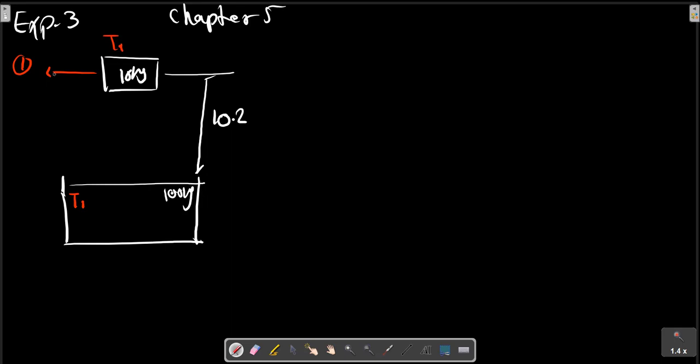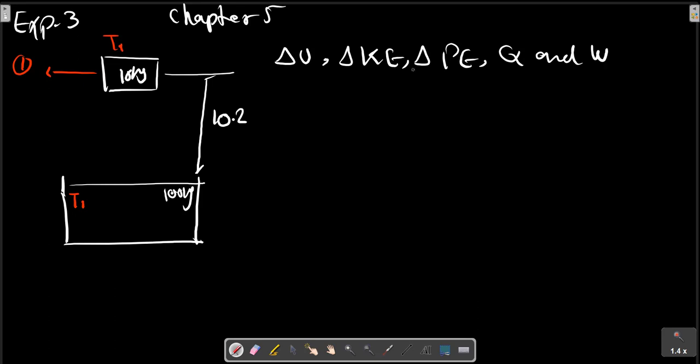The stone then falls into the water. Determine delta U, delta KE, delta PE and Q for the following change of state, assuming standard gravitational acceleration.